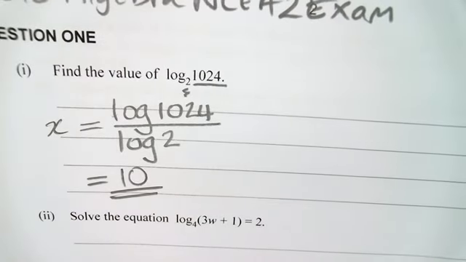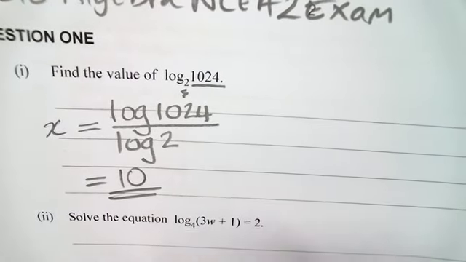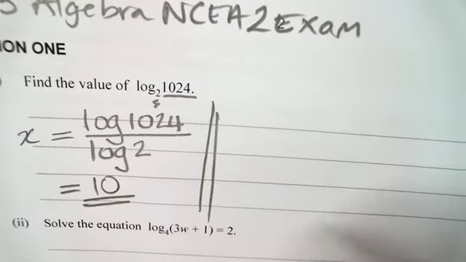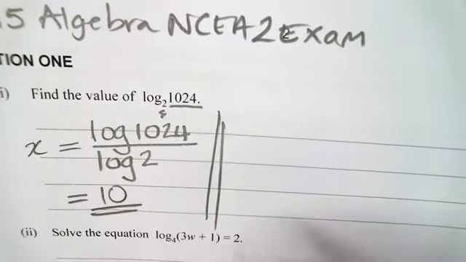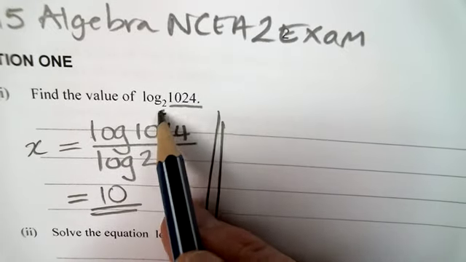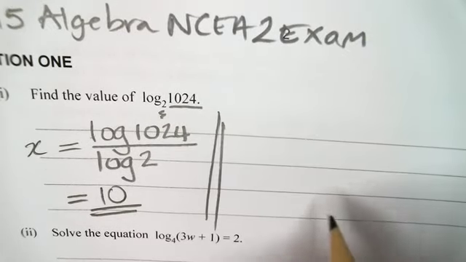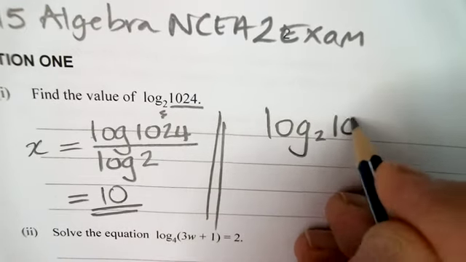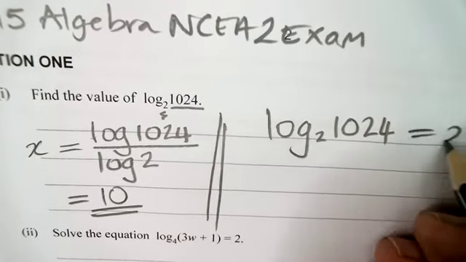They probably want you to do it using index form, though. So this is the log form. We're going to turn it into index form. So I'll just partition this bit off here. If we were to write this in index form, this is log base 2 of 1024, and I'll rewrite that as log base 2 of 1024 is equal to the thing which we want to find.